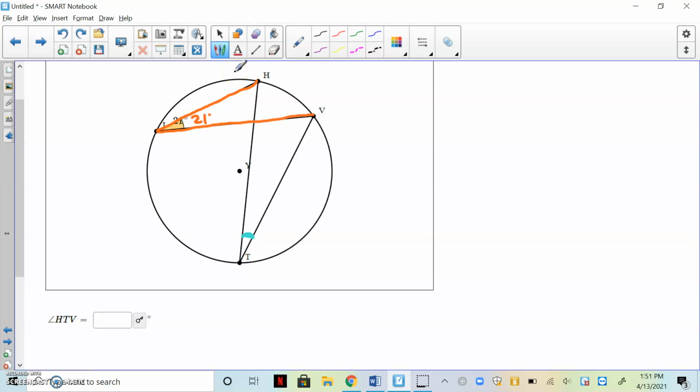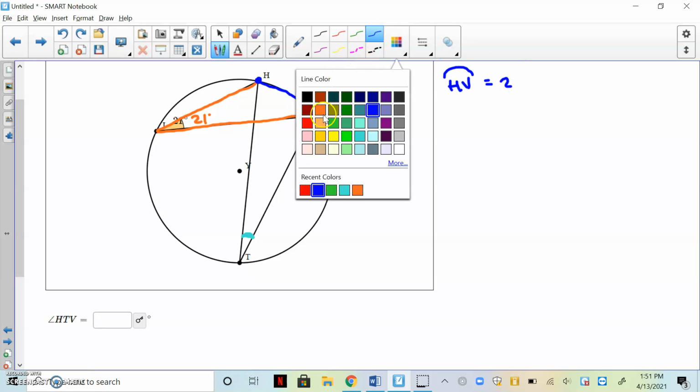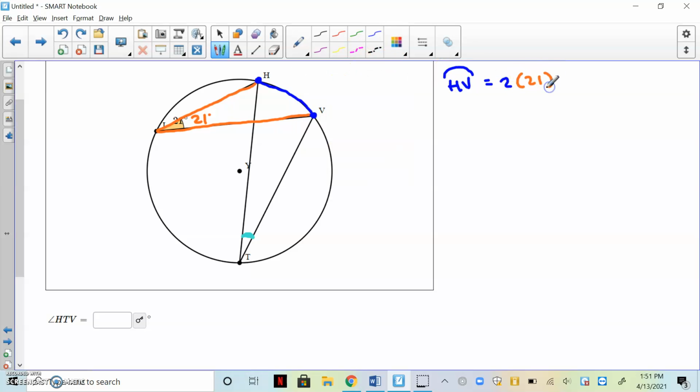Okay. What else can we find just using that information? Well, we can say that the arc that goes with it, because they share endpoints, has to be double. So we can say that arc HV, it's a really ugly arc symbol, arc HV is going to be 2 times that 21 because arc is double the inscribed, just like the central. So HV is going to be 42 degrees. Your best bet is to draw these and honestly label the picture until you find what you want. All right, so we know this is 42 degrees.